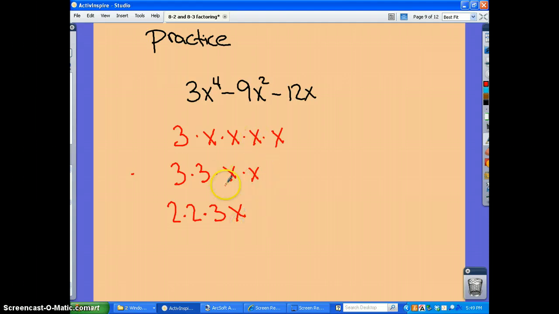3x. Well, I can look and say, do I have a 3 in all 3 things? And I do. So here, I'm going to circle those because I have one set of 3. So now I have 3. I don't have 2's in all 3, so I can't say that that's a common factor. But I do have one set of x's again. So again, my greatest common factor is going to be 3x. Because as I look through this, I only have a 3 in all 3, and I have an x in all 3.